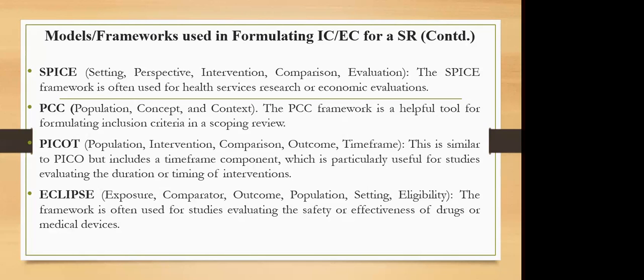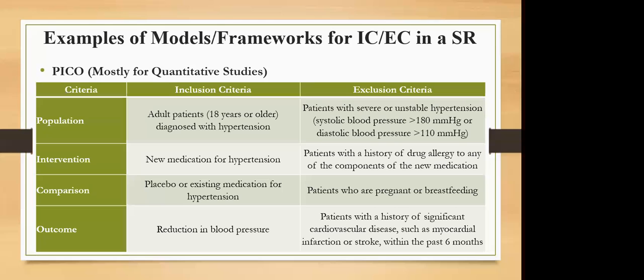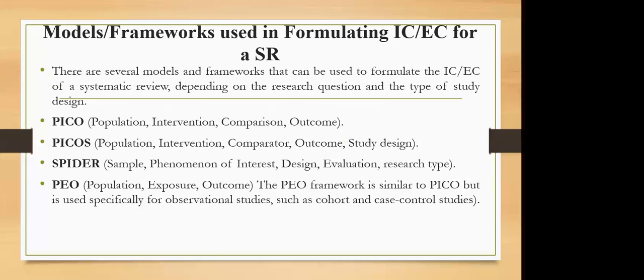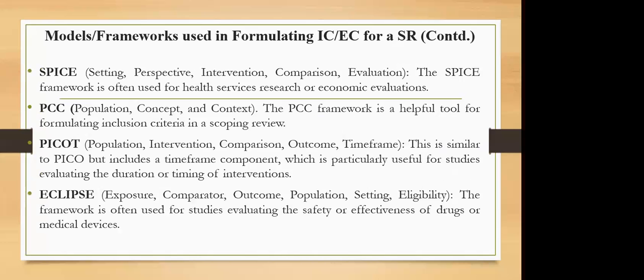So what we need to understand is that these models that I've listed here must be applied in your inclusion and exclusion criteria for a systematic review. For a systematic review to have high relevance, you must apply any of these models that I've listed here.